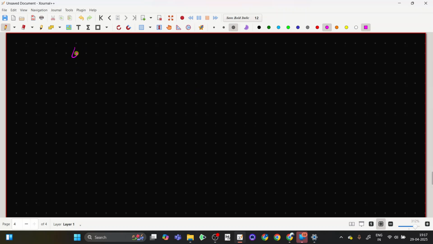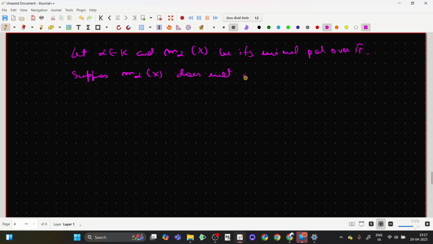Okay, now let alpha be in K and m alpha be its minimal polynomial over F. So what we want to prove is that m alpha will split completely over K. Suppose not. Suppose m alpha of X does not split completely over K. Is it clear? Fine.